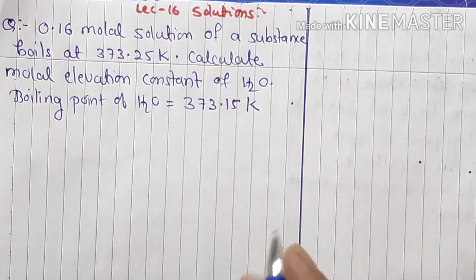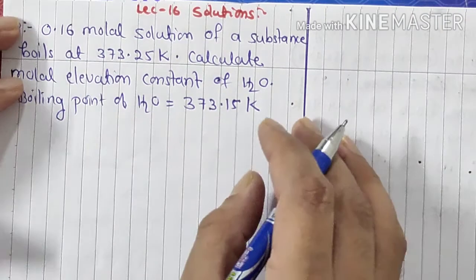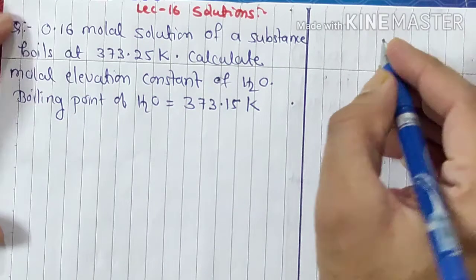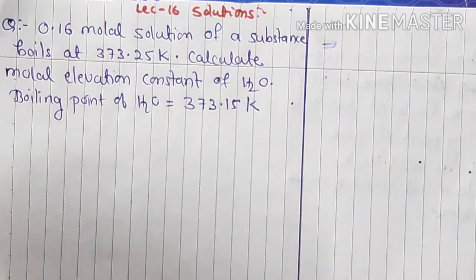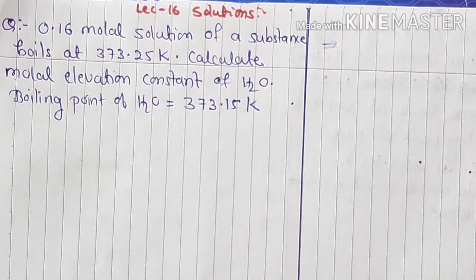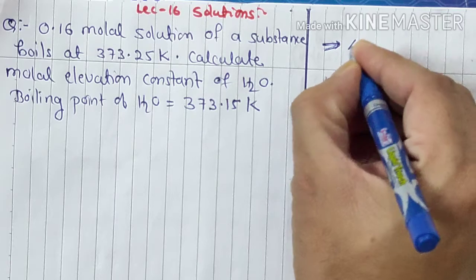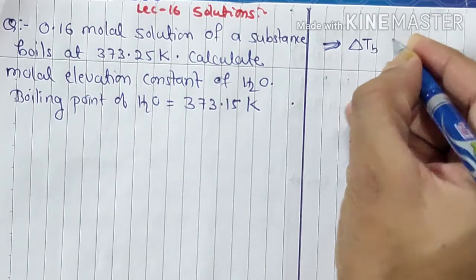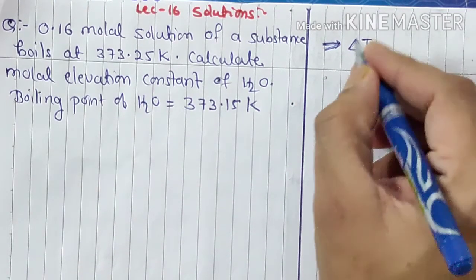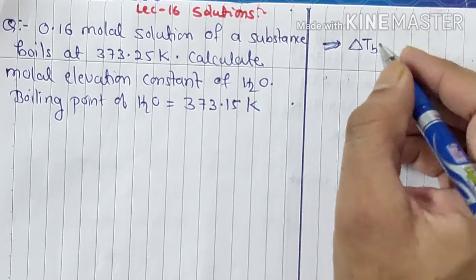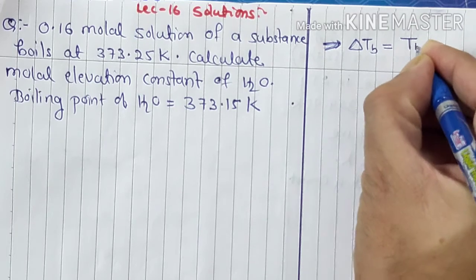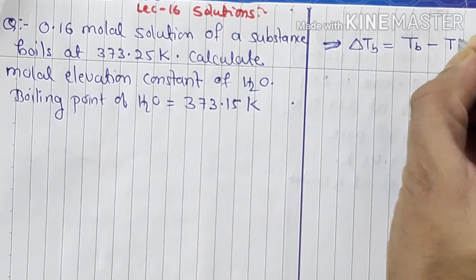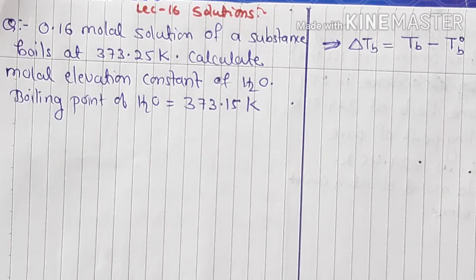The formula which we have studied, let's revise the formula once. The formula was delta TB, right? What is delta TB? Elevation in boiling point. That is the difference between the boiling point of a solution minus the boiling point of a pure solvent. एक तो ये फॉर्मूला हमने पढ़ा था.